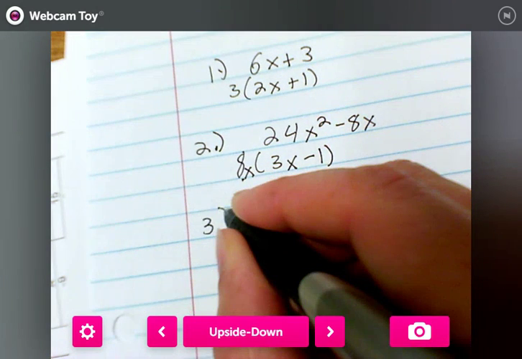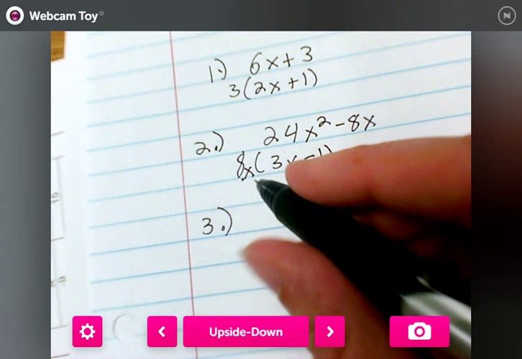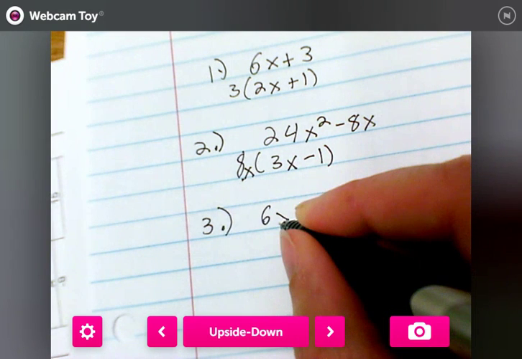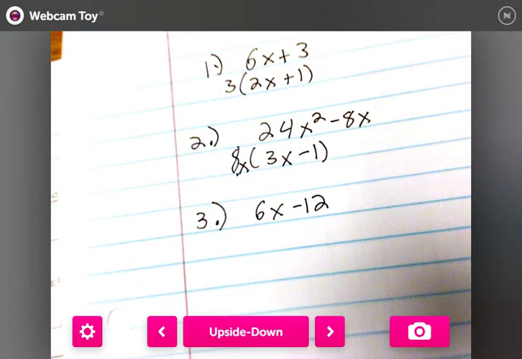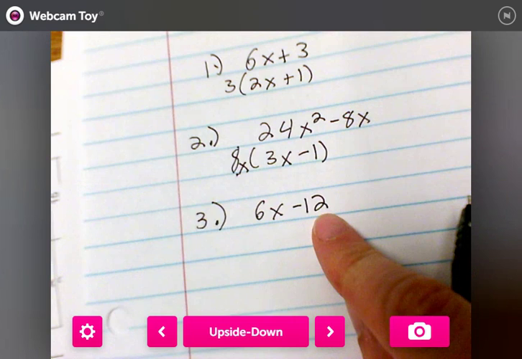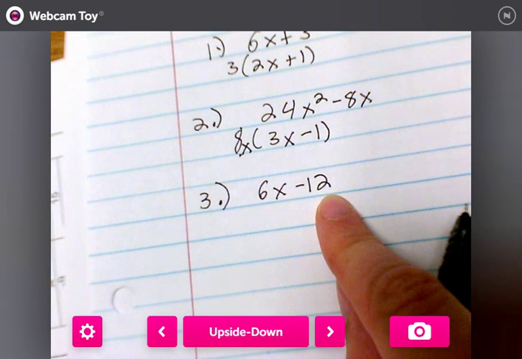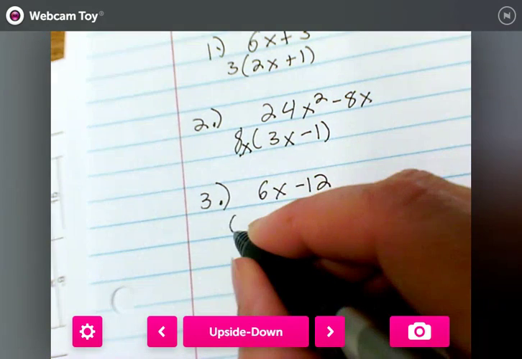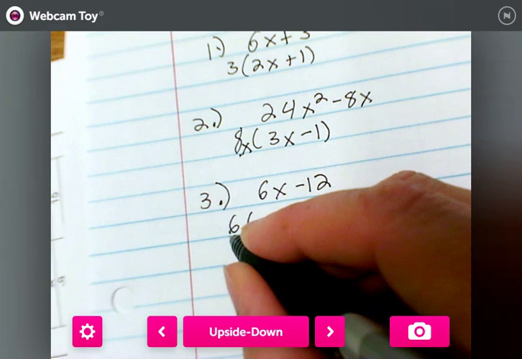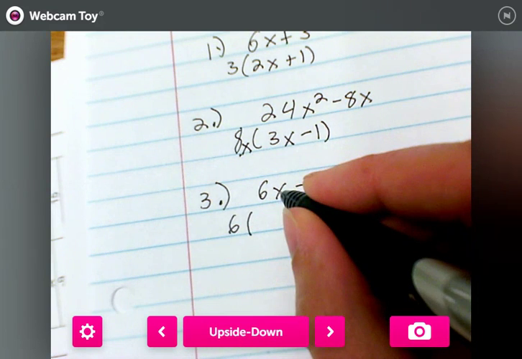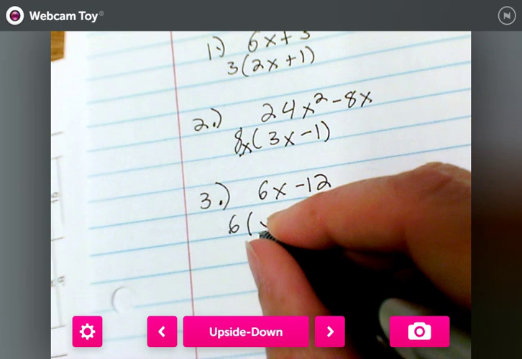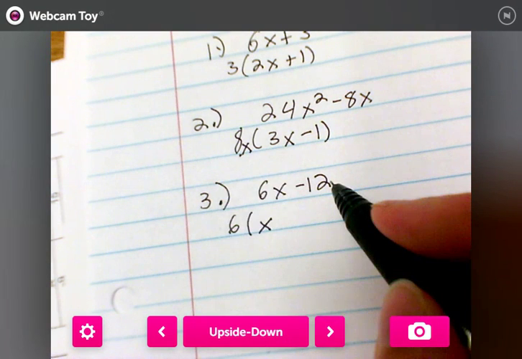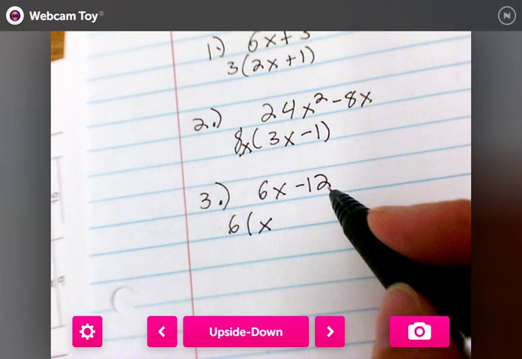Let's look at number 3. We've got 6x minus 12. What do both 6x and 12 have in common? They have a 6, so let's take out a 6. 6 times what gives me 6x? Just x. 6 times what gives me negative 12? Negative 2.